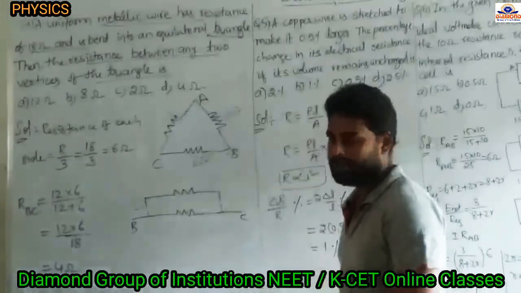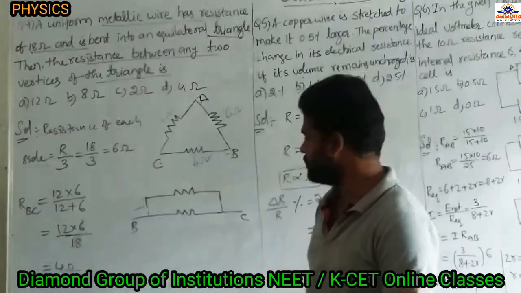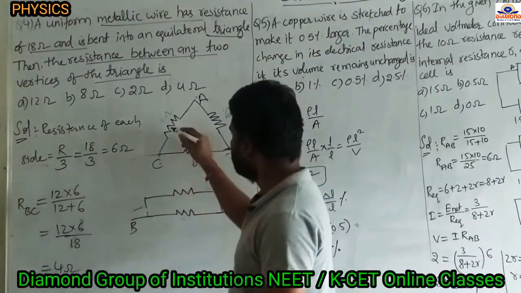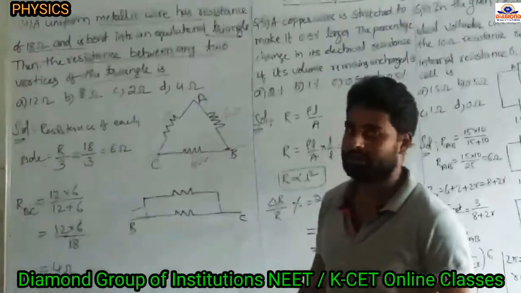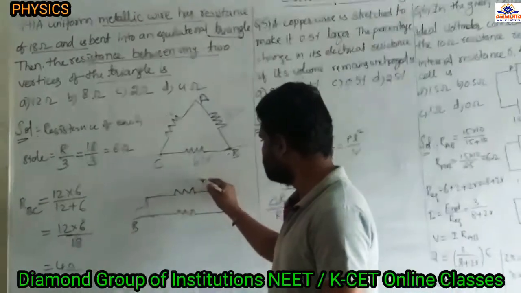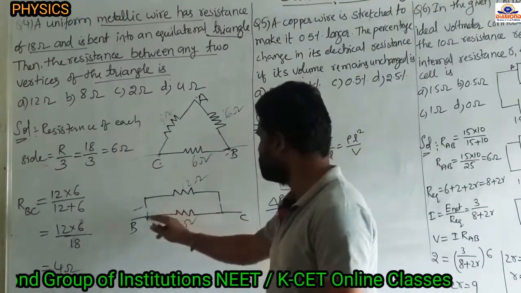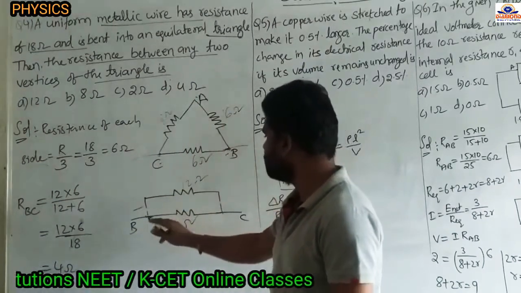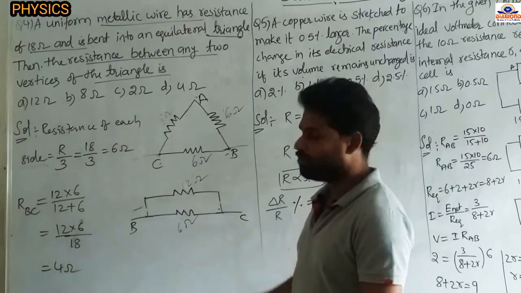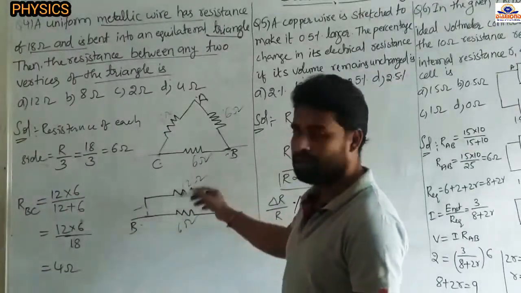In the previous problem we did the same way, and we have to do it the same here. Now they are asking the resistance between any two vertices. I am going to find the resistance between these two vertices. Now what will happen? These two resistors will be in series, so 6 plus 6, 12 ohms. So now this is 12 ohm and this is 6 ohm. The resistance between any two vertices, B and C, we are going to find. This 12 ohm is parallel to the 6 ohm. The equivalent resistance between B and C is the parallel combination of these two resistors.